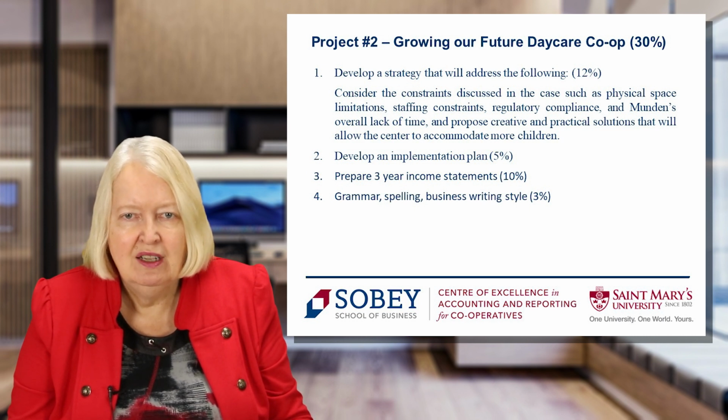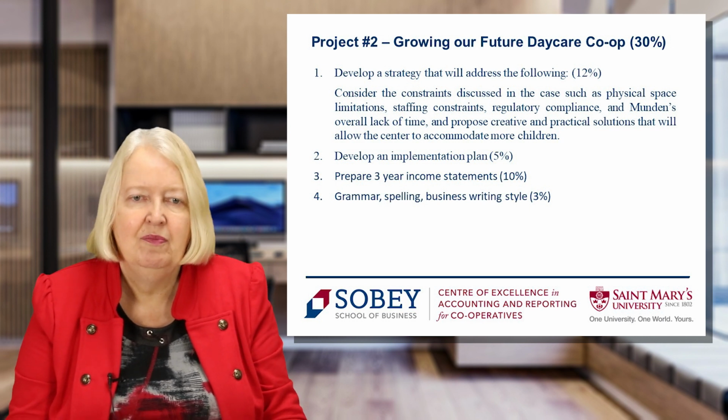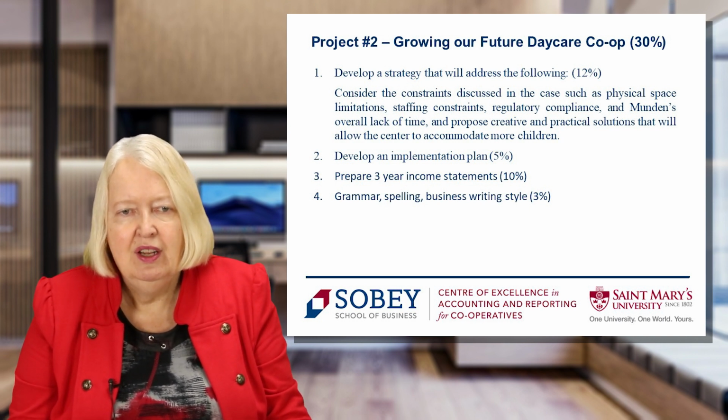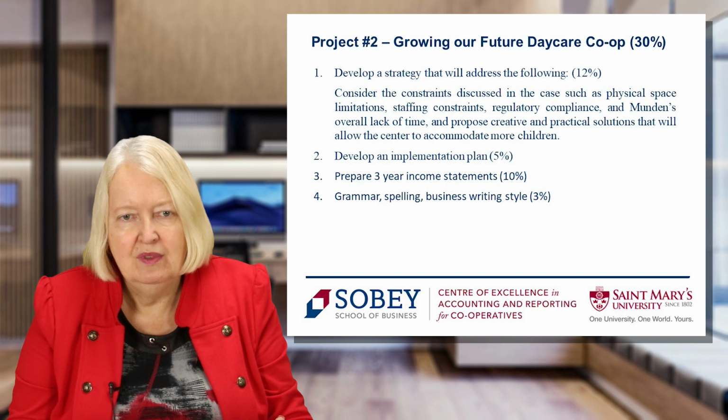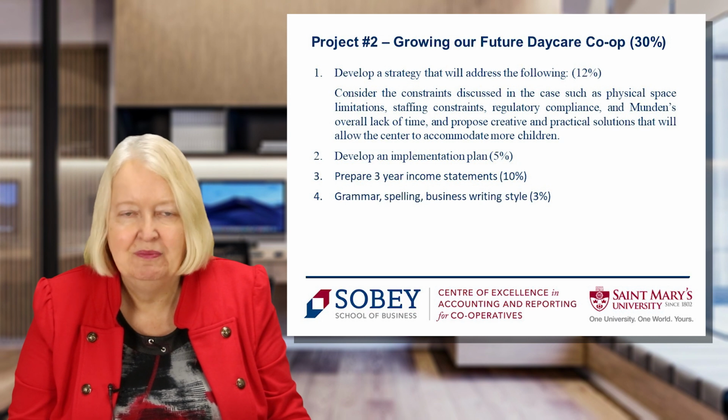So developing the strategy is worth 12%. Then the implementation plan is worth 5%, and I'll say a bit more about that shortly. And then you need to prepare 3-year income statements. You have to figure out where the money is coming from to do whatever plan you come up with. So that's important. And when you're doing the income statement, you just start from the one that's given you in the case and you build from there. And in this part of the project, grammar, spelling, business writing style is worth 3%.